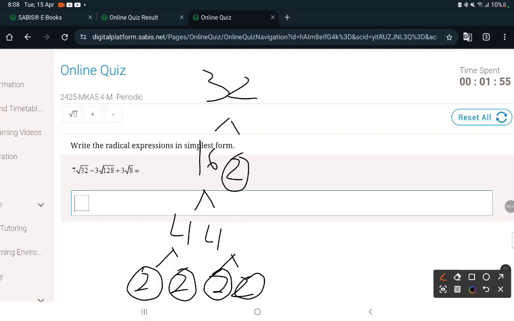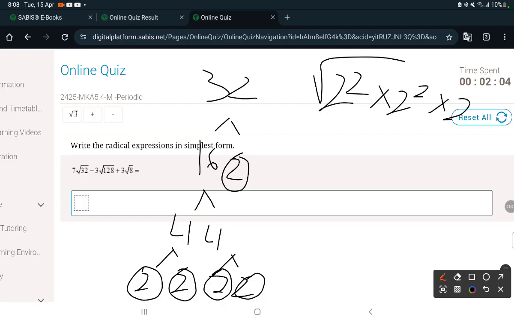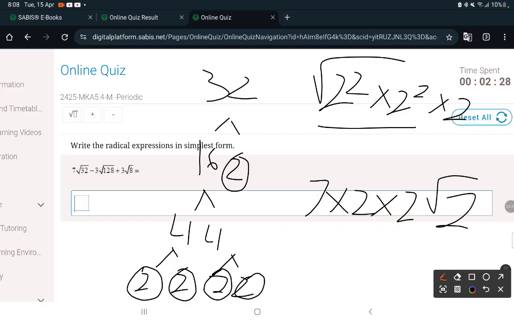So radical 32 could be split up into 2 squared multiplied by 2 squared multiplied by 2. So as we know, for every number we have squared, we take 1 to the outside. So we have 2 squares, so we take 2 multiplied by 2 outside the radical. So we're going to have 7 multiplied by 2 multiplied by 2, and then we leave the radical 2 in the radical since it's not squared. So that's going to be 14. 14 multiplied by 2 is going to be 28, and then the radical 2 we leave it. So for the first one, it's going to be 28 radical 2.